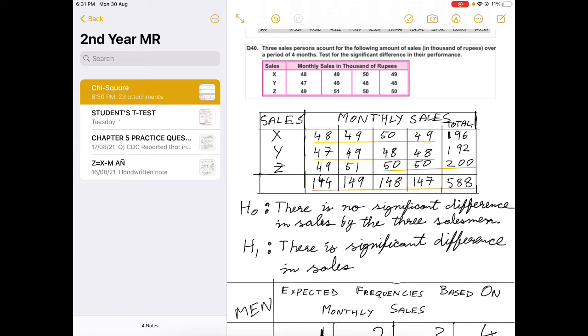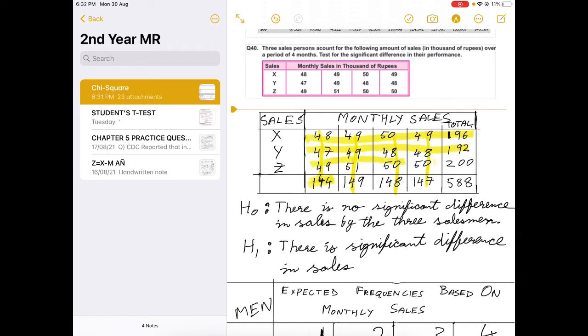Now for example, here 4 months sales by 3 salesmen is given, which we take down as it is, and we calculate the total. So X over the 4 months sold a total of 196,000 rupees worth of goods, and in the first month in total all 3 salesmen sold 144,000 worth of goods. So like this, for each salesman we know the individual value, and for each month we know the total sales of all the salesmen.